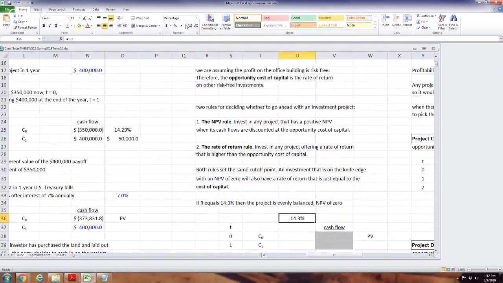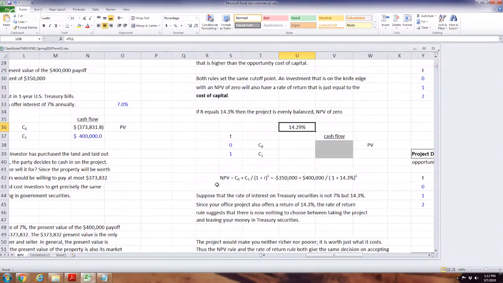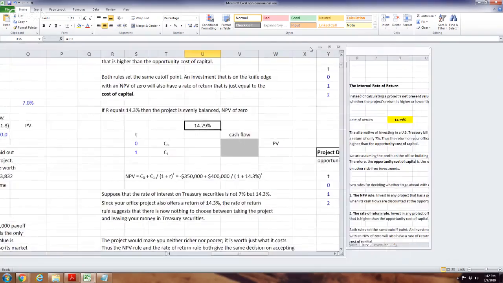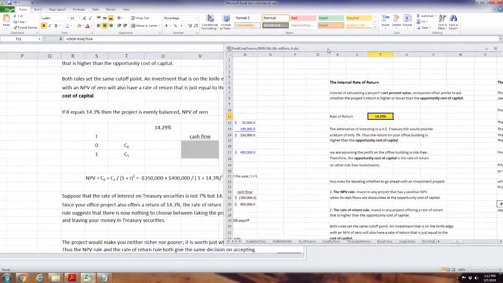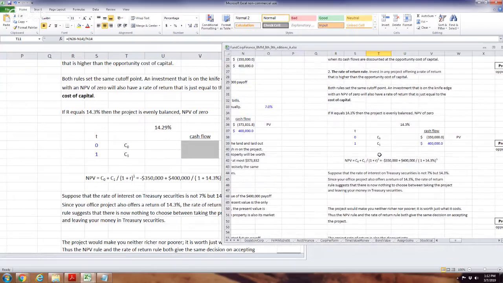We can increase the decimal places like that. It says if R equals 14%, then the project is evenly balanced, which means you're assuming the return is what you're actually getting. That's really what that means. And again, these are freshly cut models, so we're still reminding ourselves what we're doing here.